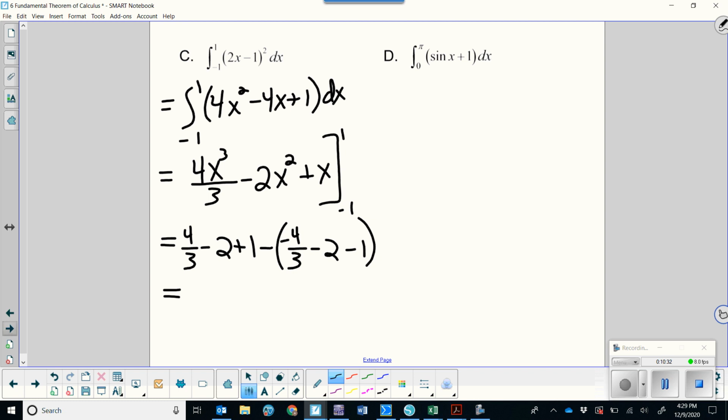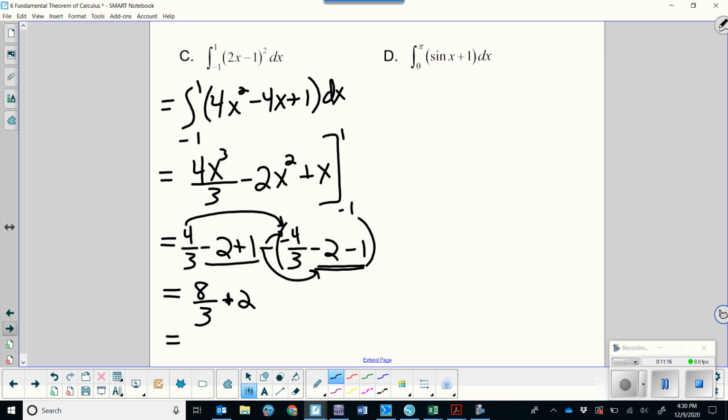So I'm going to do 4/3, and then remember it's minus -4/3. So that's 4/3 plus 4/3, that's 8/3. Then I have -2 plus 1 is -1 minus -3, because inside here is -3, but don't forget it's minus. So I have -1 minus -3, that's plus 2, because it's -1 plus 3, so that's plus 2.